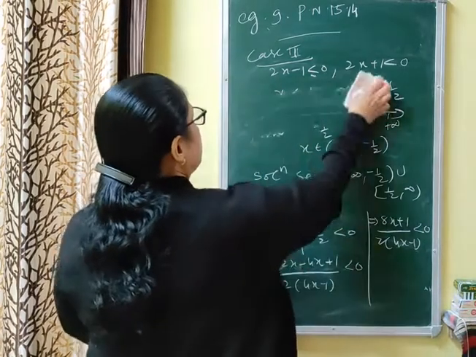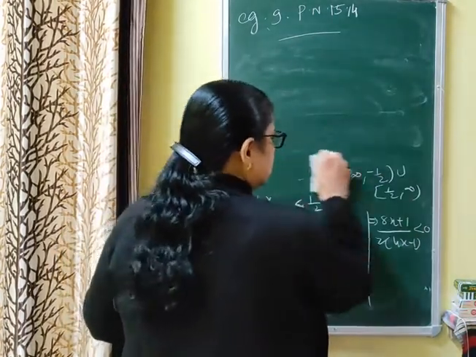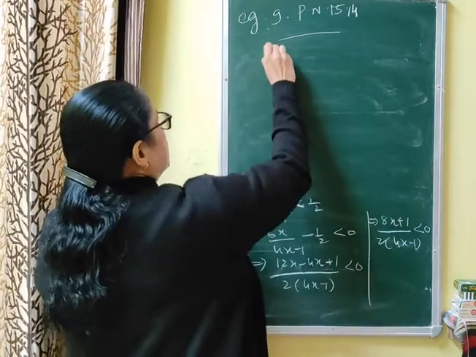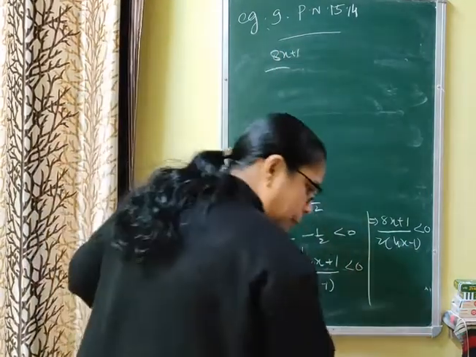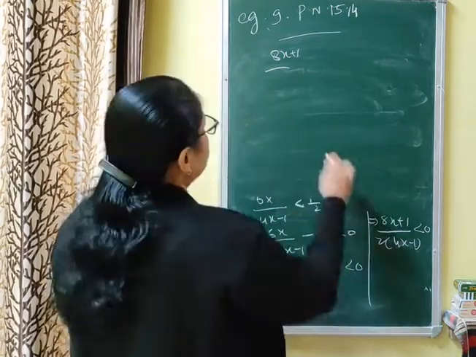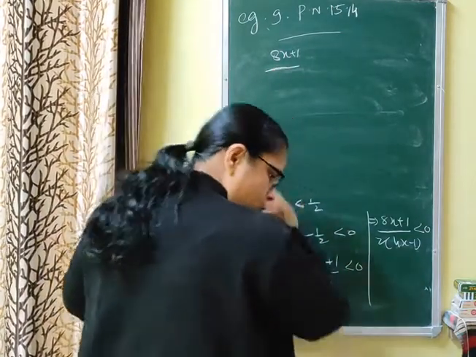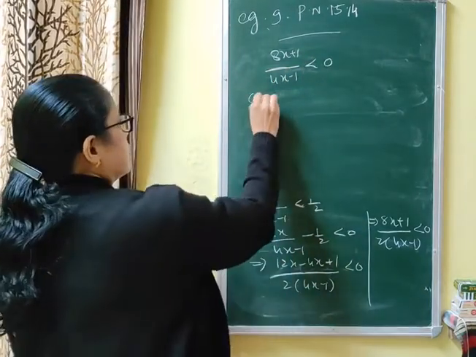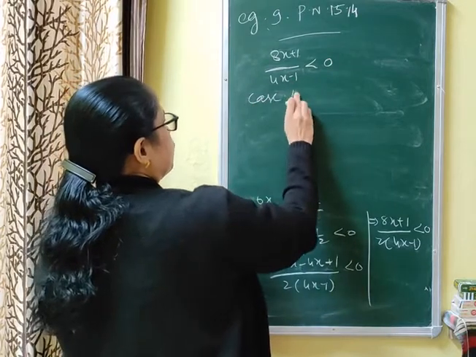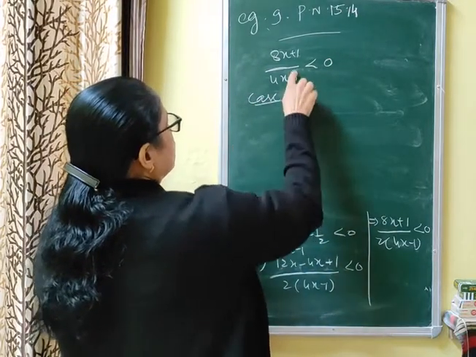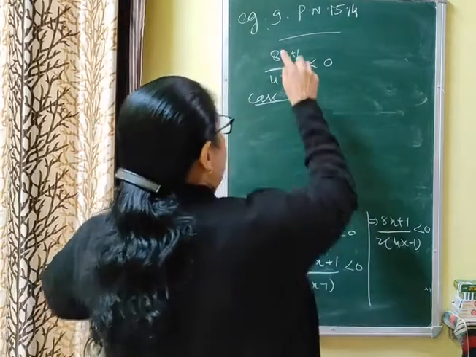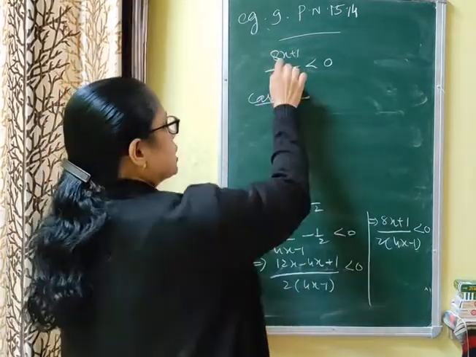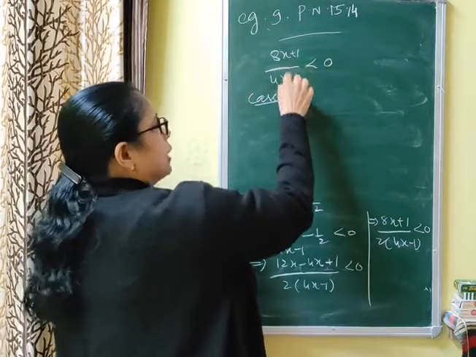Now you know that 2 is greater than 0, so this 2 is not to be taken with this constant; we have to take the variable part, that is 8x plus 1 upon 4x minus 1 less than 0. Now you have to take the cases. If you write directly from the book, you will not get marks. If the fraction is negative, either numerator positive and denominator negative, or numerator negative and denominator positive. First case, let us take numerator positive, denominator negative.